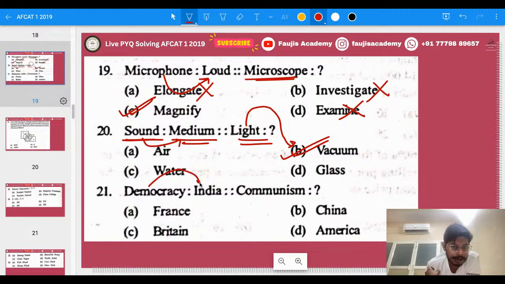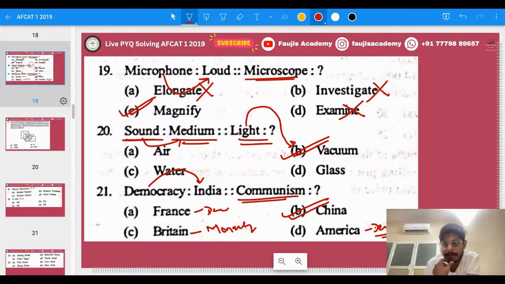Democracy is to India. Communism is to what? Britain, we have monarchy. France, you have democracy. America also, we have democracy. Which one will be the answer? 21B, China. That's correct. Yes, Diksha and Prakash. How about others?